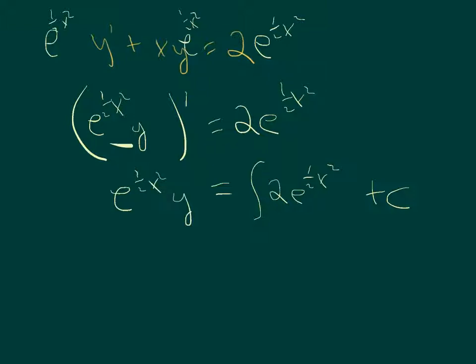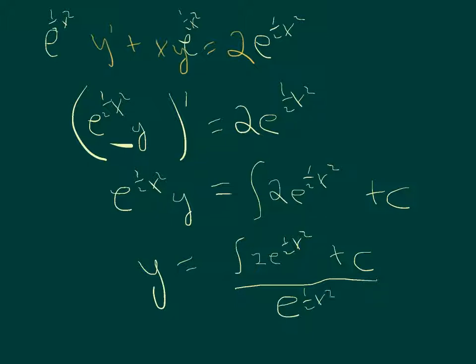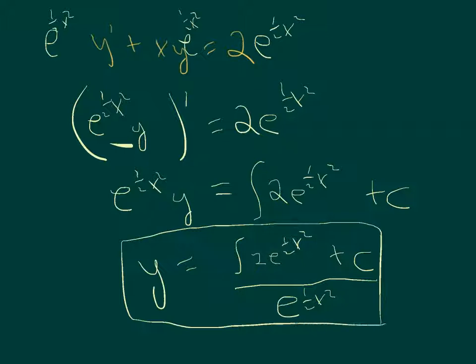So the best I can do for this solution is to write y is equal to the integral of 2e to the 1/2 x squared plus c, all over e to the 1/2 x squared. And that is how I have to write this solution. I have to write it in terms of an integral, which is okay.